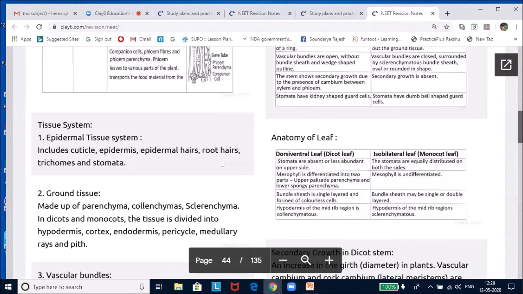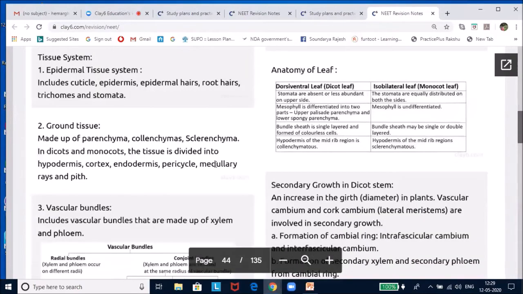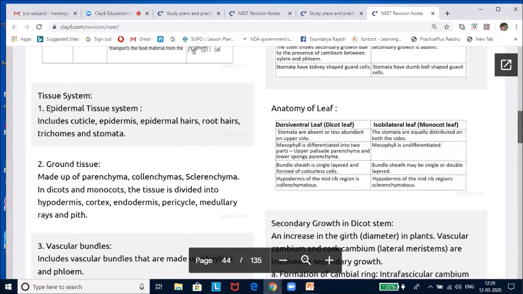So, we had to learn 3 types of tissue system in this chapter: epidermal tissue system, ground tissue, and vascular bundles. Now, epidermal tissue: epi means outside, and derma is the layer. So, it forms the outermost covering of the whole plant body. Epidermal cells, stomatal cells, epidermal appendages called trichomes and hair, and stomata all form the epidermal tissue system.